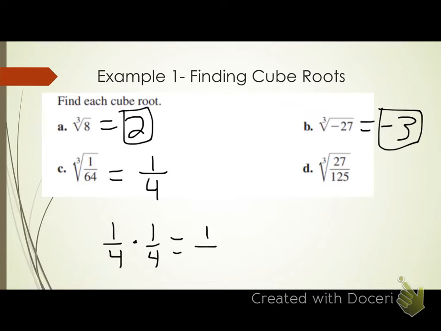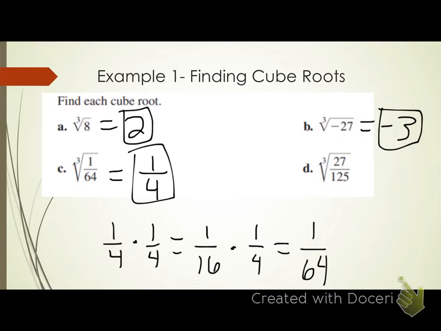1 over, remember we're multiplying here, multiplying straight across. 1 times 1 is 1. 4 times 4 is 16. Got to multiply that by 1/4. 1 times 1, 1. 16 times 4, 64. Does that work? Yes, it does. There's my cube root. Fractions aren't that bad, are they?